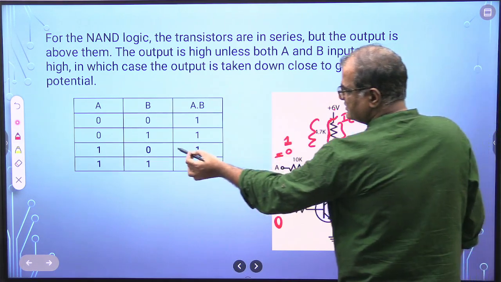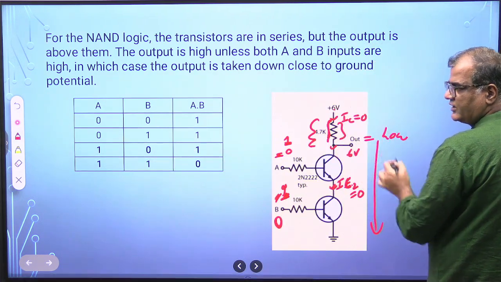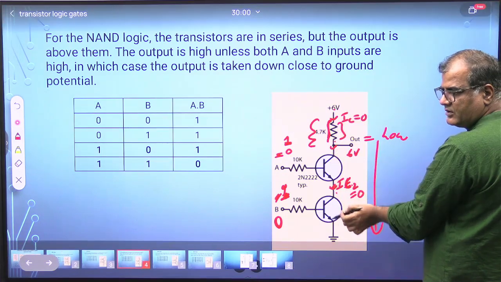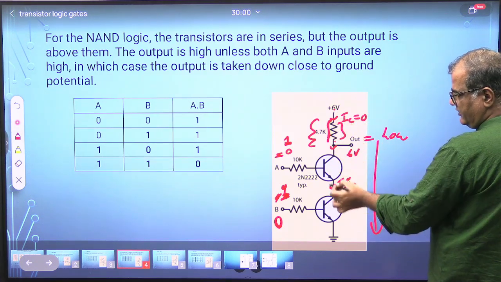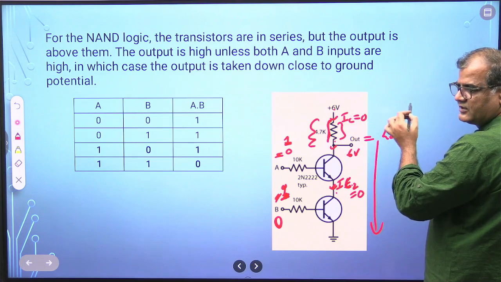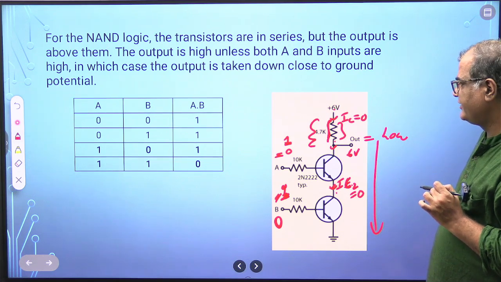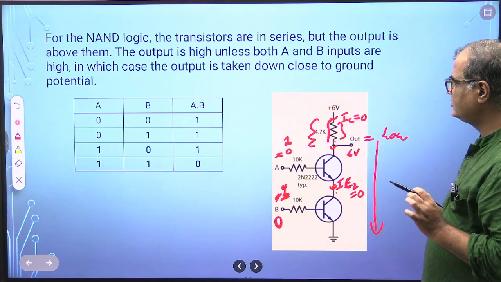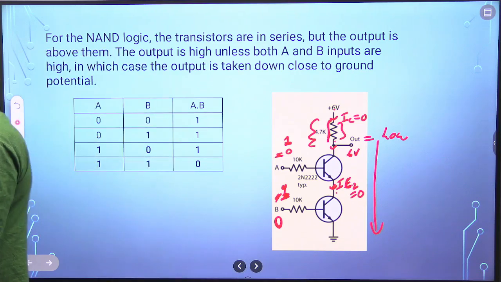In any other case, suppose 1 0 or 0 1, because this is not conducting, obviously this will not conduct. So these two can conduct simultaneously. Okay, because now VCC is not connected directly, right? If this is conducting, then only this will conduct. Okay, this conducting, this will conduct. So they are like an AND gate. Okay. So now if it is 1 1, then the output is 0. In all other cases the output is 1.